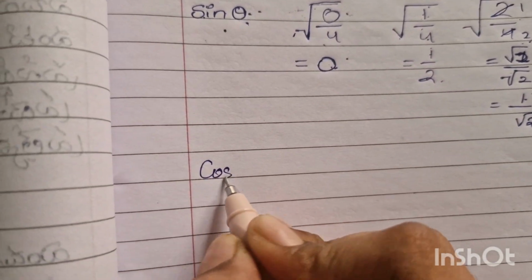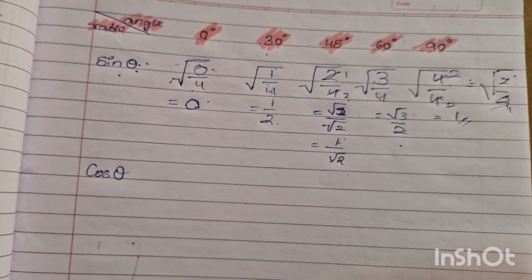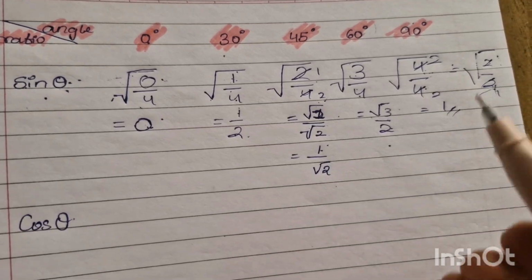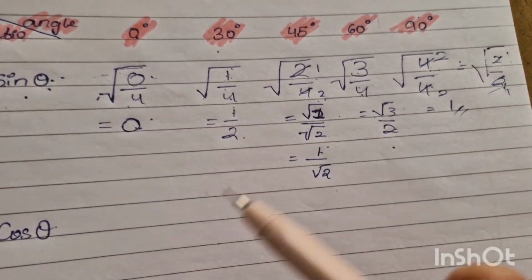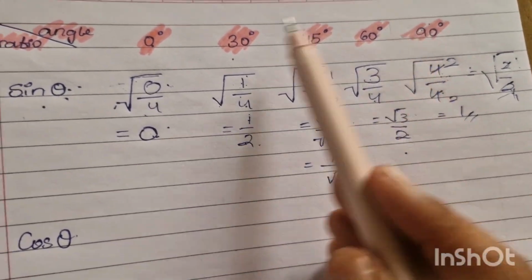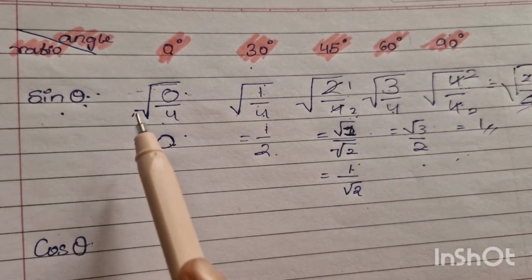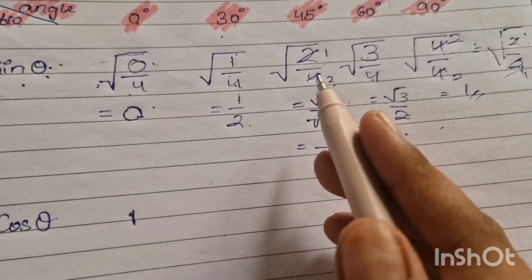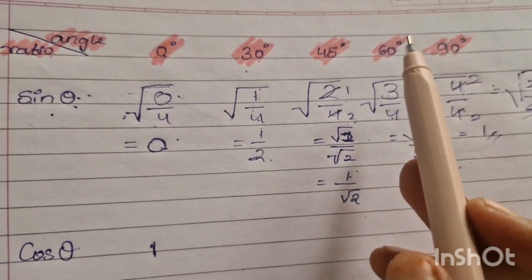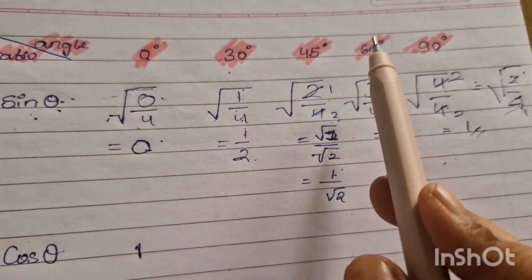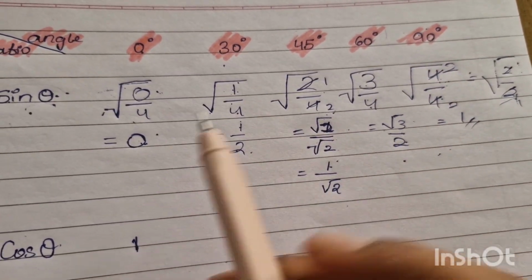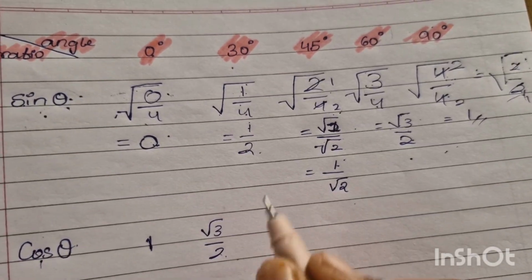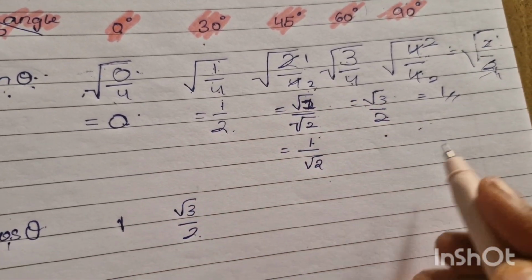Next, cos theta. For cos theta, we have to take the reverse of sine theta. Like we can see the value of sine 90 is 1, so the value of cos 0 is also 1. And the value of sine 60 is root 3 by 2, so the value of cos 30 is root 3 by 2. So like this we have to write all the values.